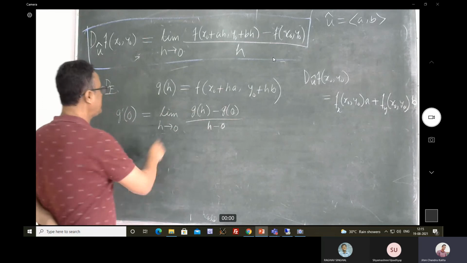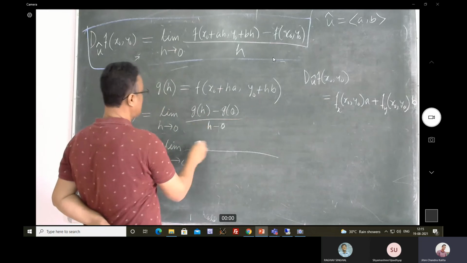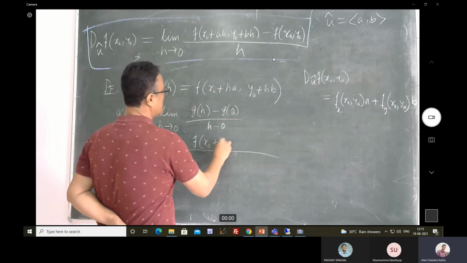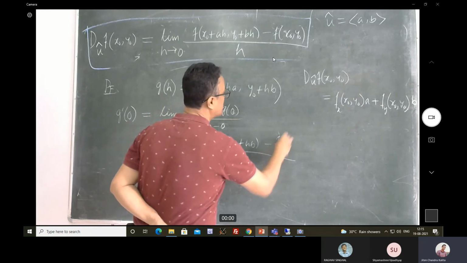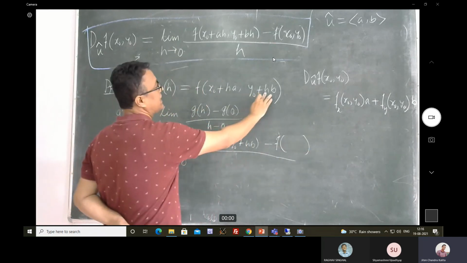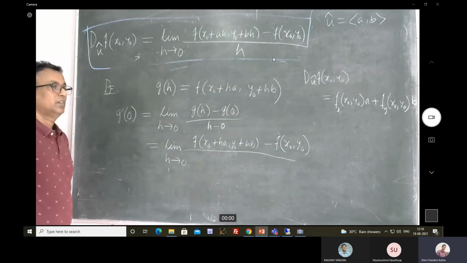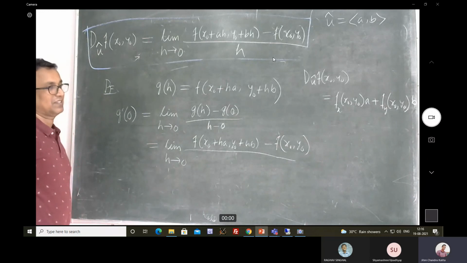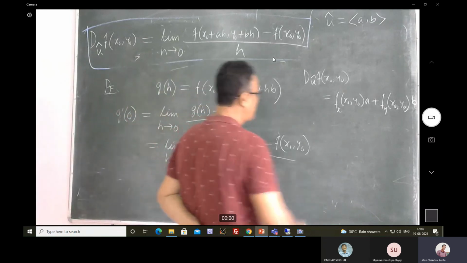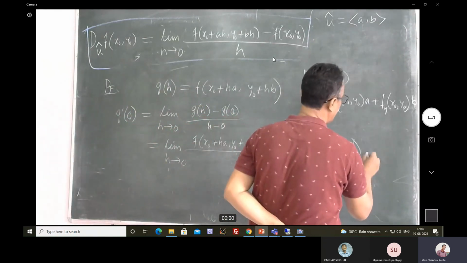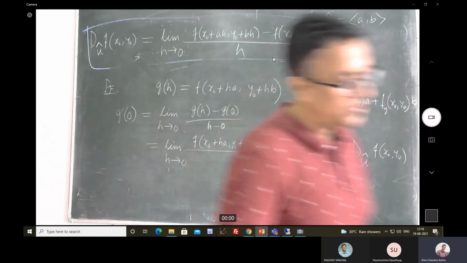Okay. So then this is the limit as h tends to 0, and g of h is simply f of (x naught plus h a, y naught plus h b). And what is g of 0? Simply when you plug in h equal to 0, that is f of (x naught, y naught). Yes. Fine. So divided by h. But what is this? This is nothing but the directional derivative of f at the point (x naught, y naught) in the direction of u. Is it okay?